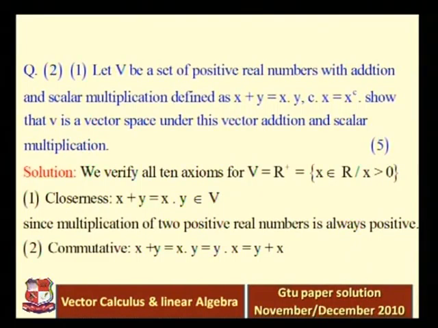We prove that the given set is a vector space using this addition and scalar multiplication. That addition means x plus y is equal to x into y, and c into x is equal to x raised to c. Okay.